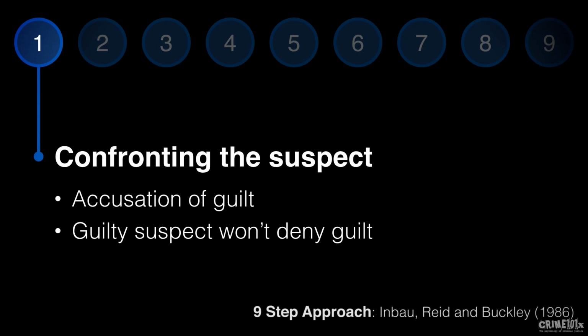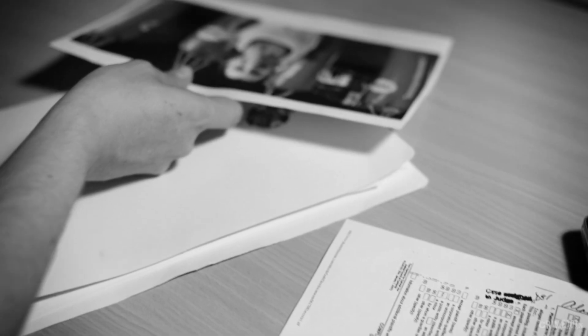Inbau and Reid specified 9 steps in a successful interrogation, and the process should begin by the suspect experiencing custody and isolation. That is, being kept in a small room and left to experience the anxiety, insecurity and uncertainty associated with police interrogation. The first formal step is confrontation, where the goal is to present evidence of the suspect's involvement in the crime. This evidence might be real or it might be fictional.